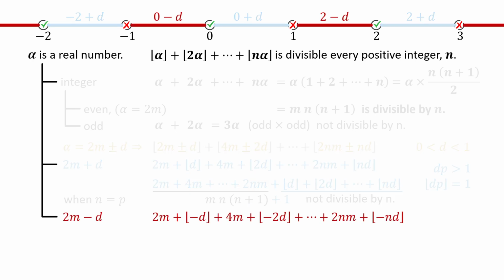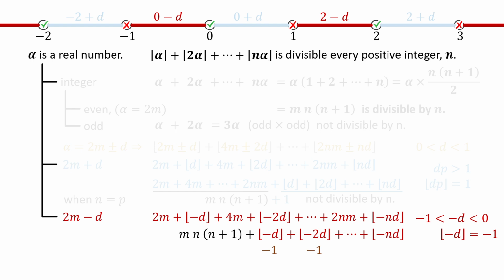We can use the similar reasoning for 2m minus d. The expression can be written as mn times n plus 1 plus the sum of the floor function. Since negative d is between -1 and 0, it is rounded to -1.